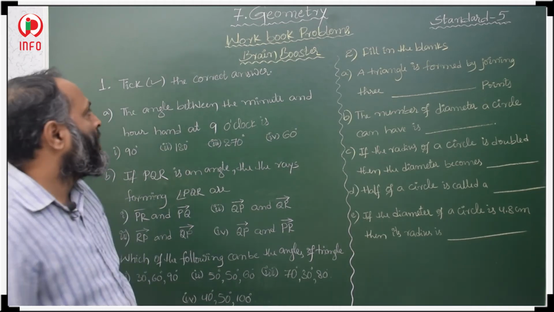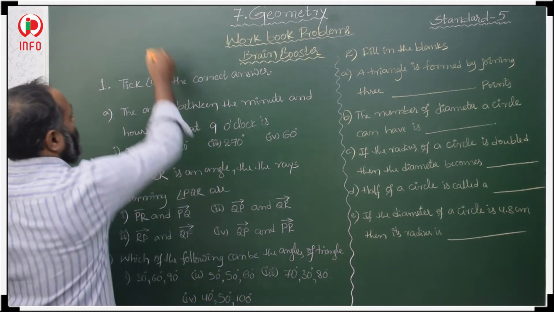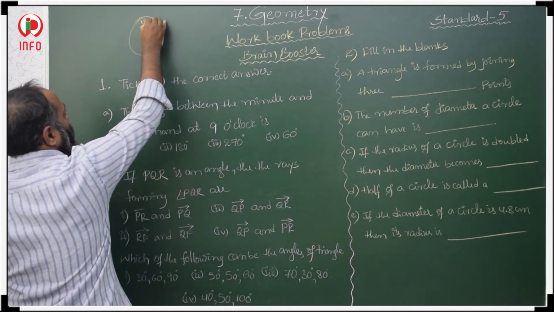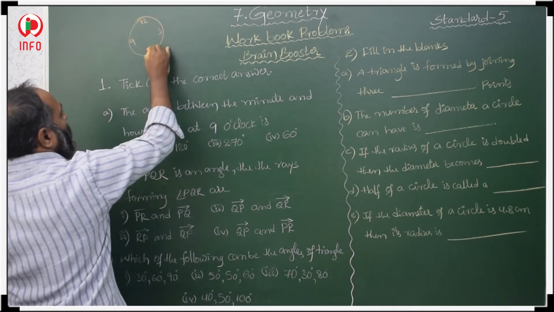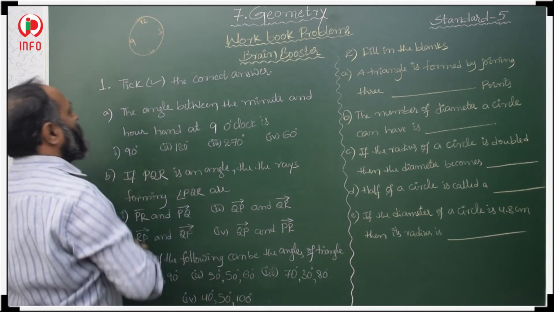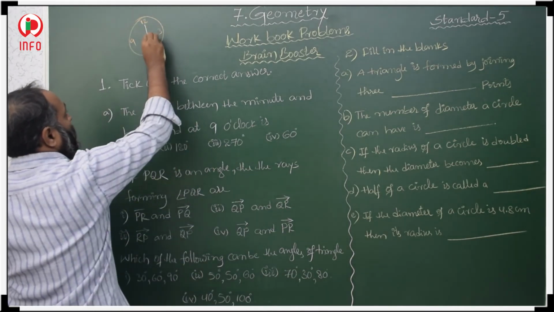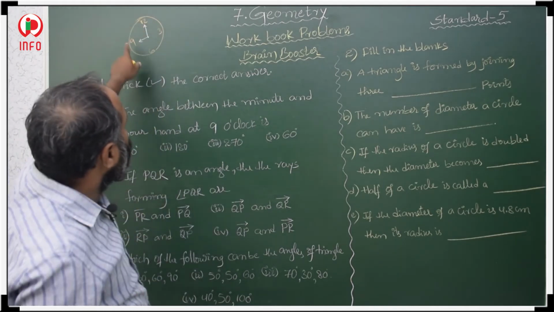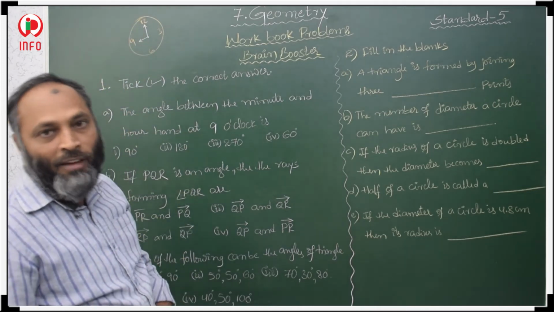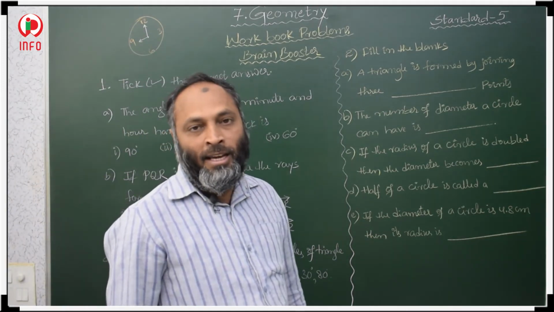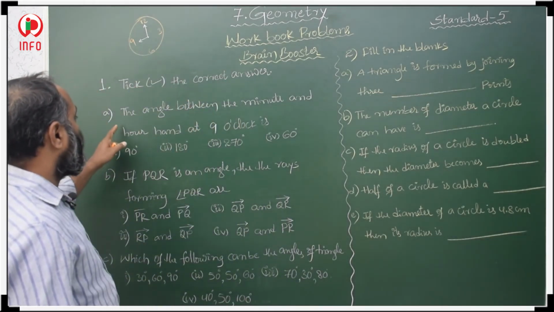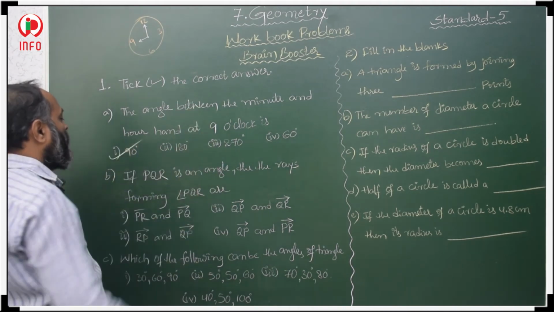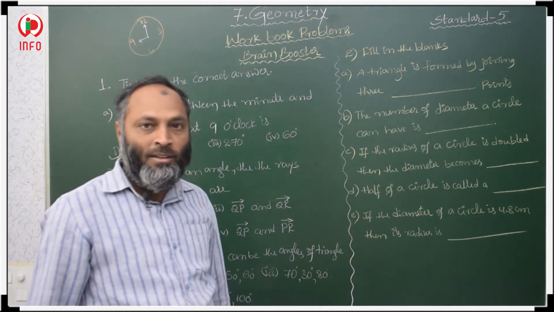At 9 o'clock, if we imagine where the hour hand and the minute hand are, here it is 9 o'clock. So 9 o'clock means it is in an L shape. Whenever it is in an L shape, the angle is a right angle. At 9 o'clock, the angle is a right angle, meaning 90 degrees. This one is correct, 90 degrees. The first answer is correct.